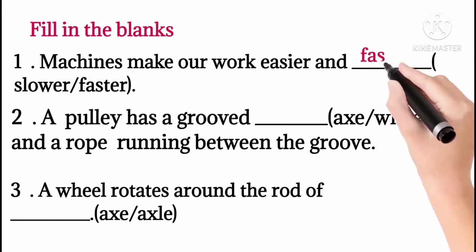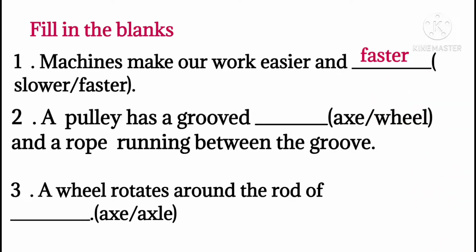Second one, a pulley has a grooved dash and a rope running between the groove. A pulley has a grooved wheel and a rope running between the groove. The wheel is the correct answer.